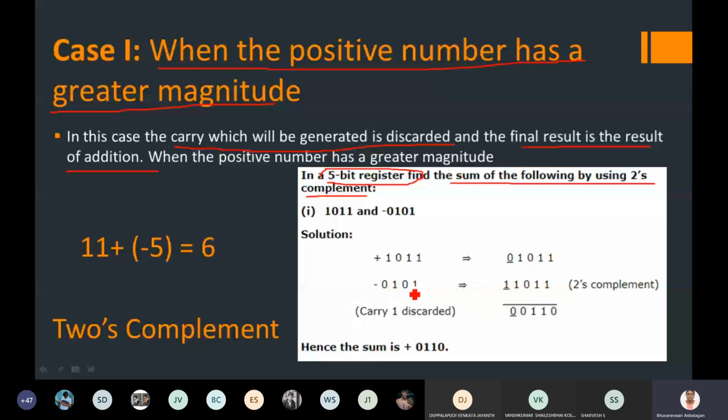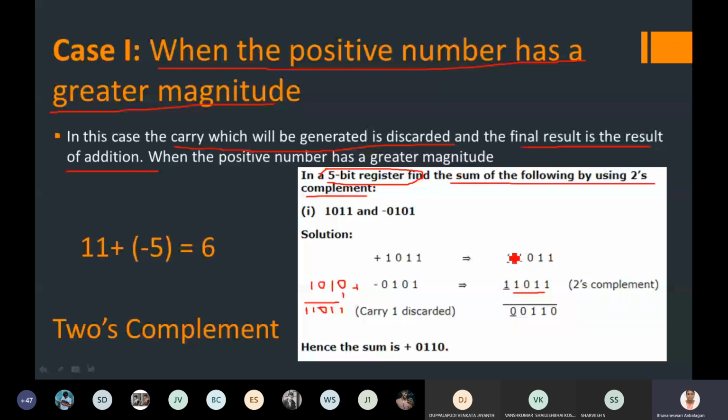Minus 0101. So what do you have to do? You have to take the 2's complement of the number. What is the 2's complement of the number? 1010, plus 1, which is equal to 1011. That is what I have written here. Since it is a negative number, I have to add the sign bit in the sign bit place. I am simply adding the numbers, and the last carry that I get will be discarded.